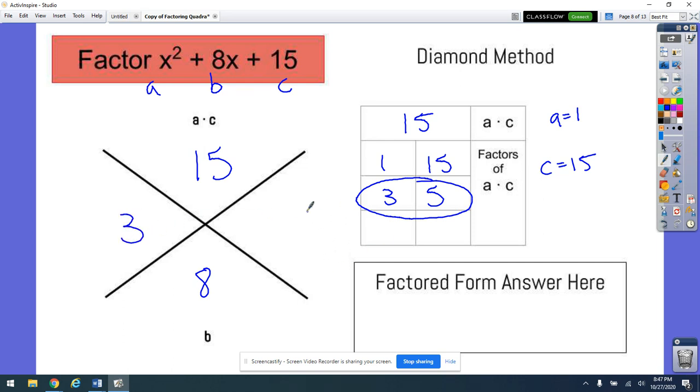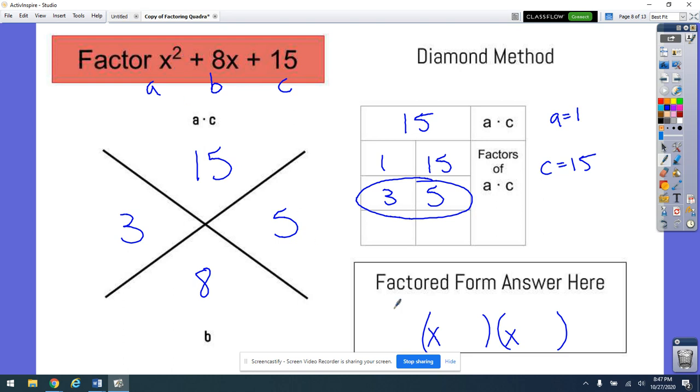I have my 3 here. I have my 5 here. So basically if I do 3 times 5, I get 15. Since they're both positive, if I do 3 plus 5, I get my 8. So basically these are my two factors I'm going to have. And because of how it's set up here, since this is just x squared, or a is equal to 1 where it's all by itself, I can simply split these apart and have it this way. I can just drop this x down and separate it into 3x and 5x.